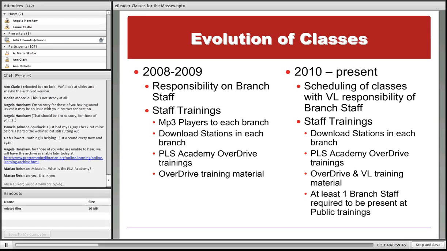We still have the download stations in each branch. We have the PLS Academy OverDrive training. Instead of just using the OverDrive materials, we've incorporated virtual library training materials. So we don't just use what OverDrive gives us. We actually have an online webinar training. We actually have one coming up for our staff on how to use OverDrive. And then we also have handouts. Some of them are examples that are available for you to download. And we have other materials that we can give.